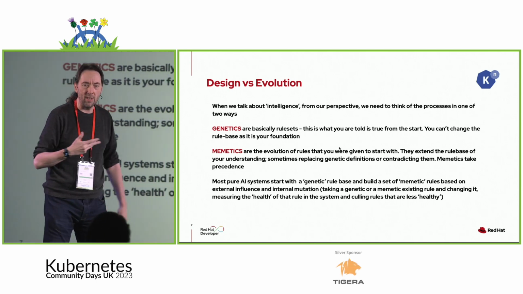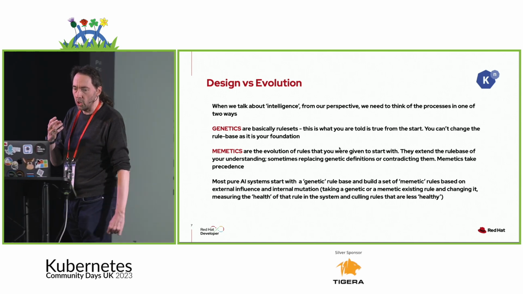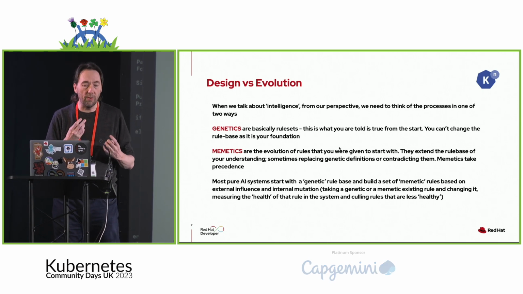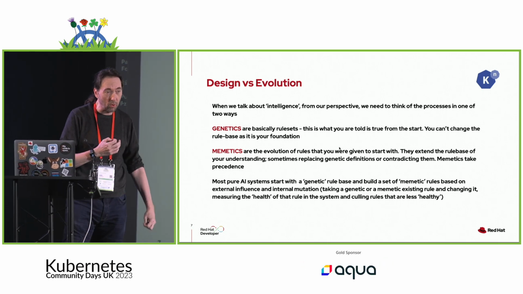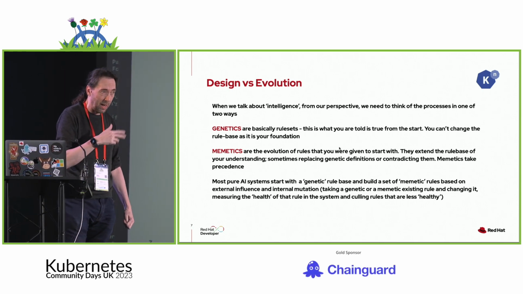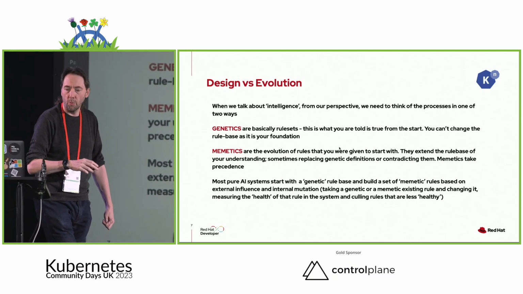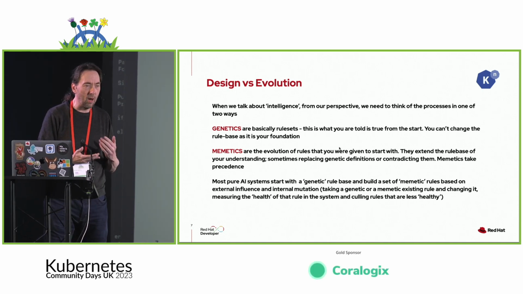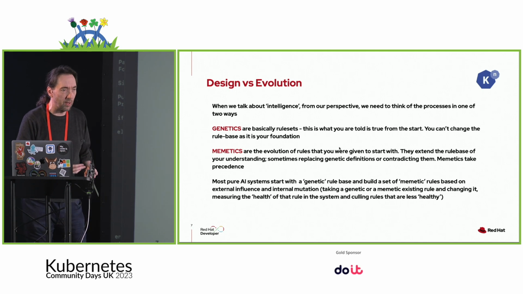So what I've been thinking about recently, for about 7 years, is this concept of design versus evolution. You've got what are called genetics, and genetics are basically rule sets. This is what you're told is true from the start. You can't change your base rules. You've then got something called mimetics, an idea that Richard Dawkins came up with in one of his less controversial books. They're the evolution of rules that you were given to start with. They are rules that you build from experiences.